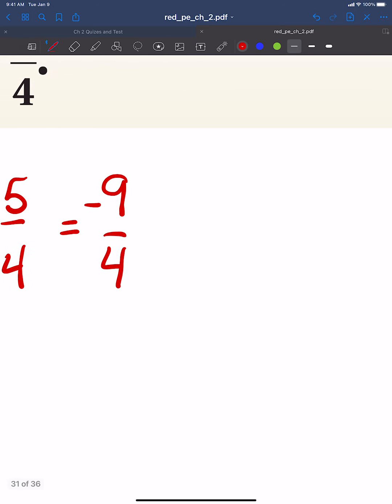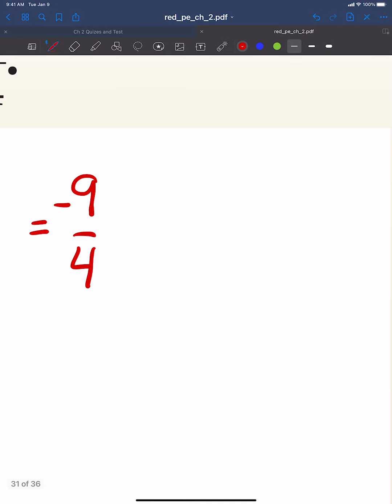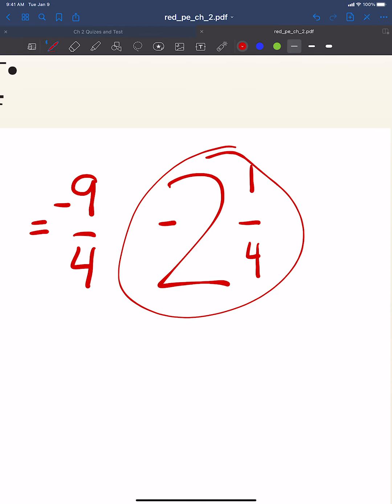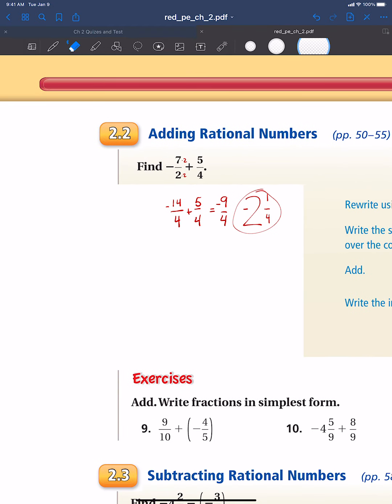Now, am I done? Why am I not done? Because you have to reduce. You do have to reduce. It's irrational right now, right? Or not irrational, it's improper. I call it irrational because it's silly. Okay. How many 4s can come out of 9? 2. Yeah, 2 whole ones. Keep your negative. Negative 2 and 1/4. Okay. So that's adding rational numbers.